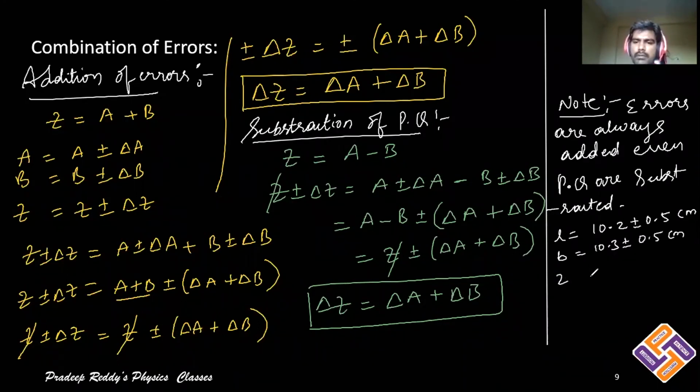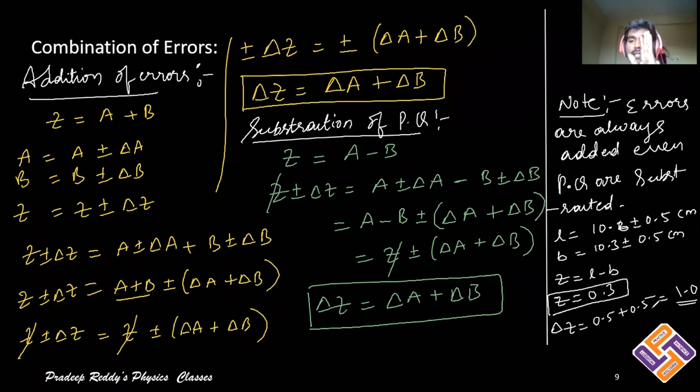And Z is equal to L minus B. So if you are subtracting this L minus B, let me take L as 10.6. Z is equal to L minus B. If you are subtracting this, what do you get? 10.6 minus 10.3, that is 0.3, which is Z. But what about error? Delta Z is equal to, as I told you, you should add errors even though physical quantities are subtracted. So if you add them, you get 0.5 plus 0.5, which is equal to 1.0. But if errors are subtracted, what is happening? 0.5 minus 0.5, which gives you 0.